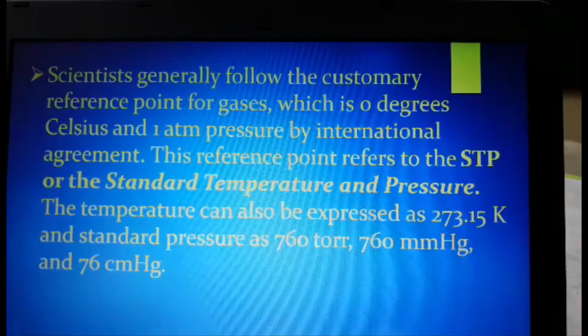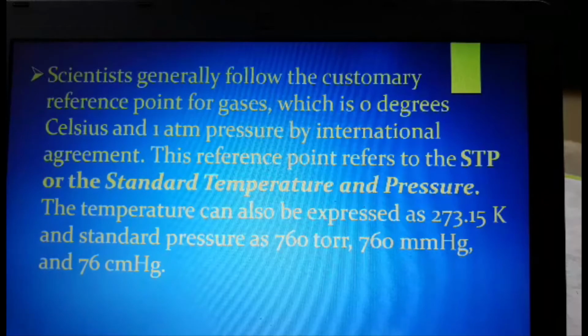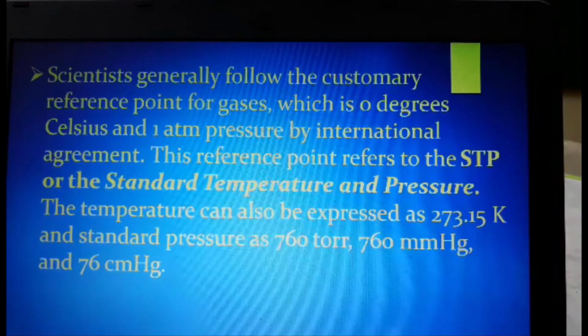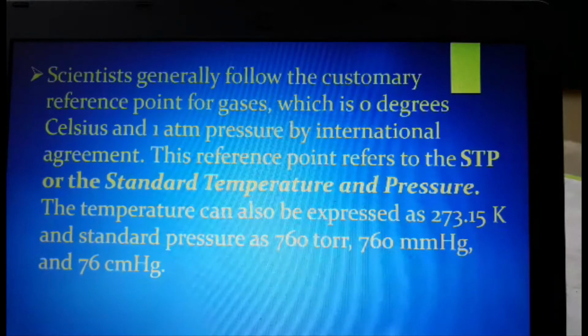Scientists generally follow the reference point for gases, which is 0 degrees Celsius and 1 atmosphere pressure, by standard or international agreement. This reference point is the STP, or standard temperature and pressure. Standard temperature is 0 degrees Celsius, which is equal to 273.15 Kelvin. Standard pressure is 1 atmosphere.